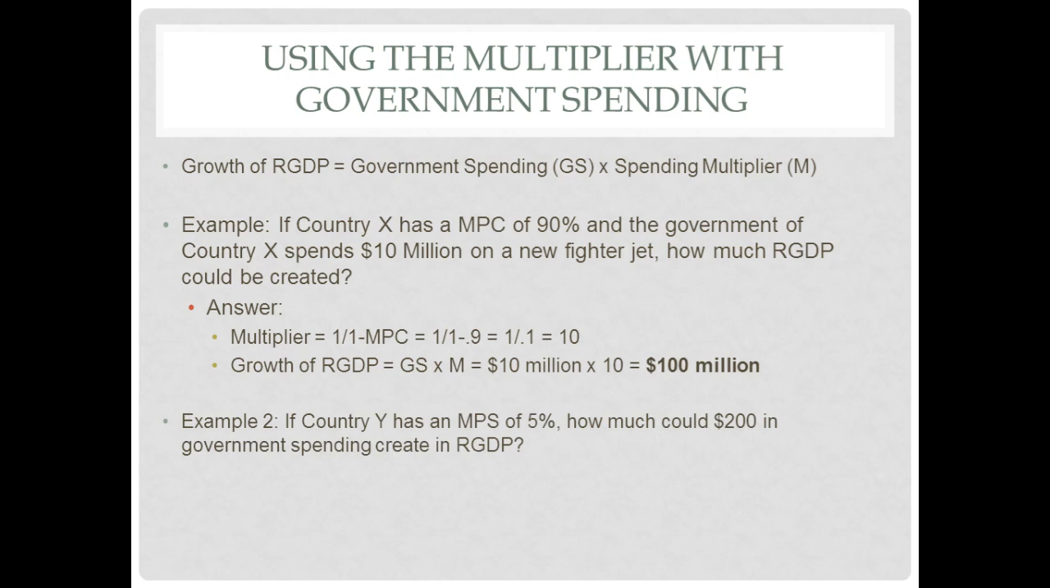Let's try another example. If country Y has an MPS of 5%, how much could $200 in government spending create in our GDP? Again, we need to calculate the multiplier. First, the multiplier is equal to 1 divided by 0.05, which is equal in this case to 20. Now that we know our multiplier, we can use it to calculate the potential growth in our GDP. And that is equal to, again, the government spending times the multiplier, which is going to be equal to $200 times 20, which is equal to 4,000.